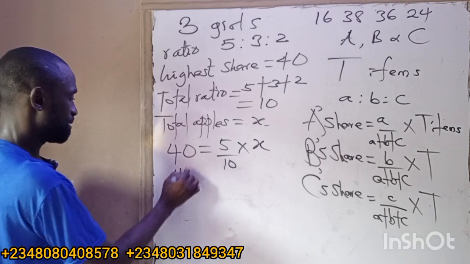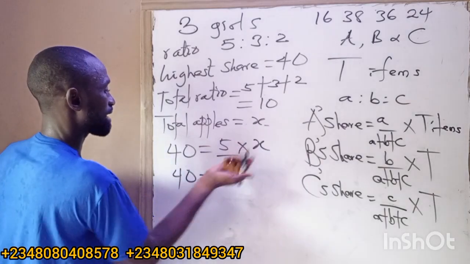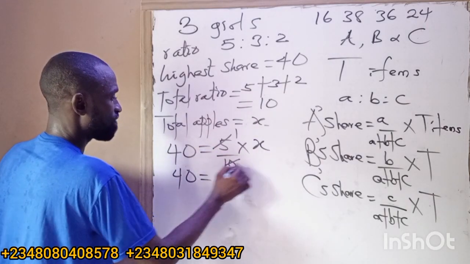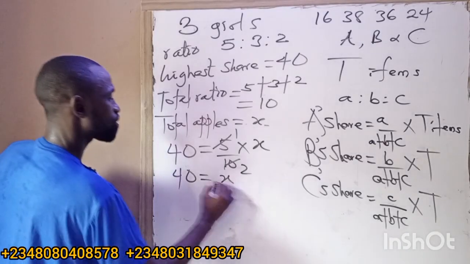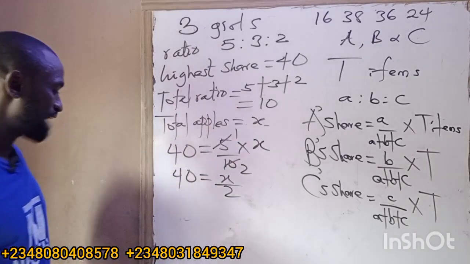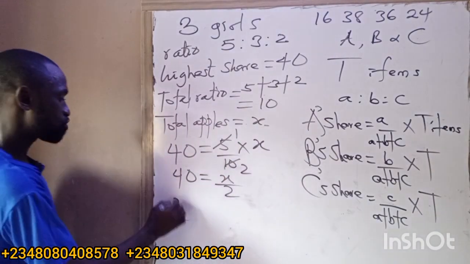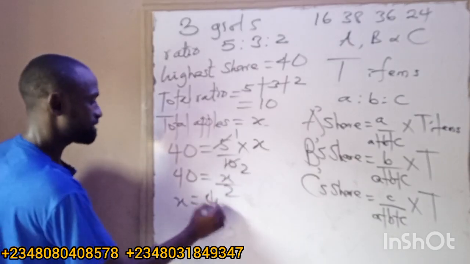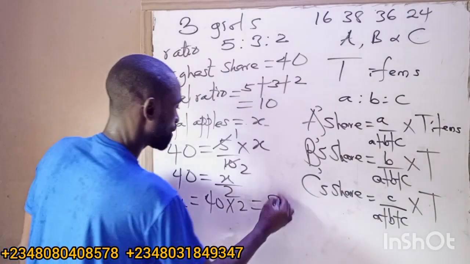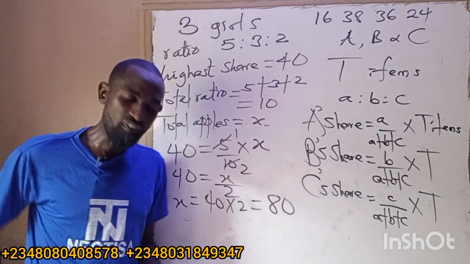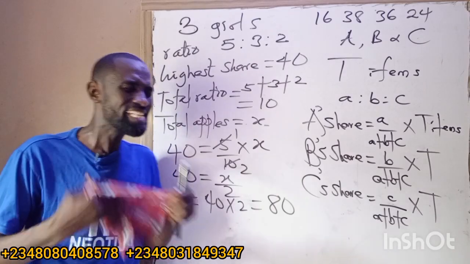So what happened? This will be 40 is equal to 5 times X. I can even say 5 here is 1, 5 here is 2. So I'm having X over 2. What's the next thing? I will cross multiply. Our X will now be equal to 40 times 2. And that will be 80. So it means the total number of apples shared is 80.